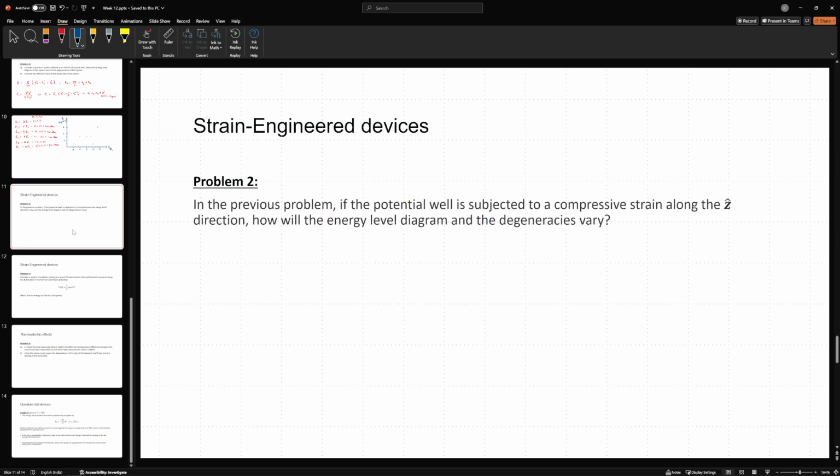The second problem is what is more important. Now, we are saying that the potential is subjected to a compressive strain along the z direction. So, what do I mean? What I mean is the following. I have my initial system, a 3D cubic well.